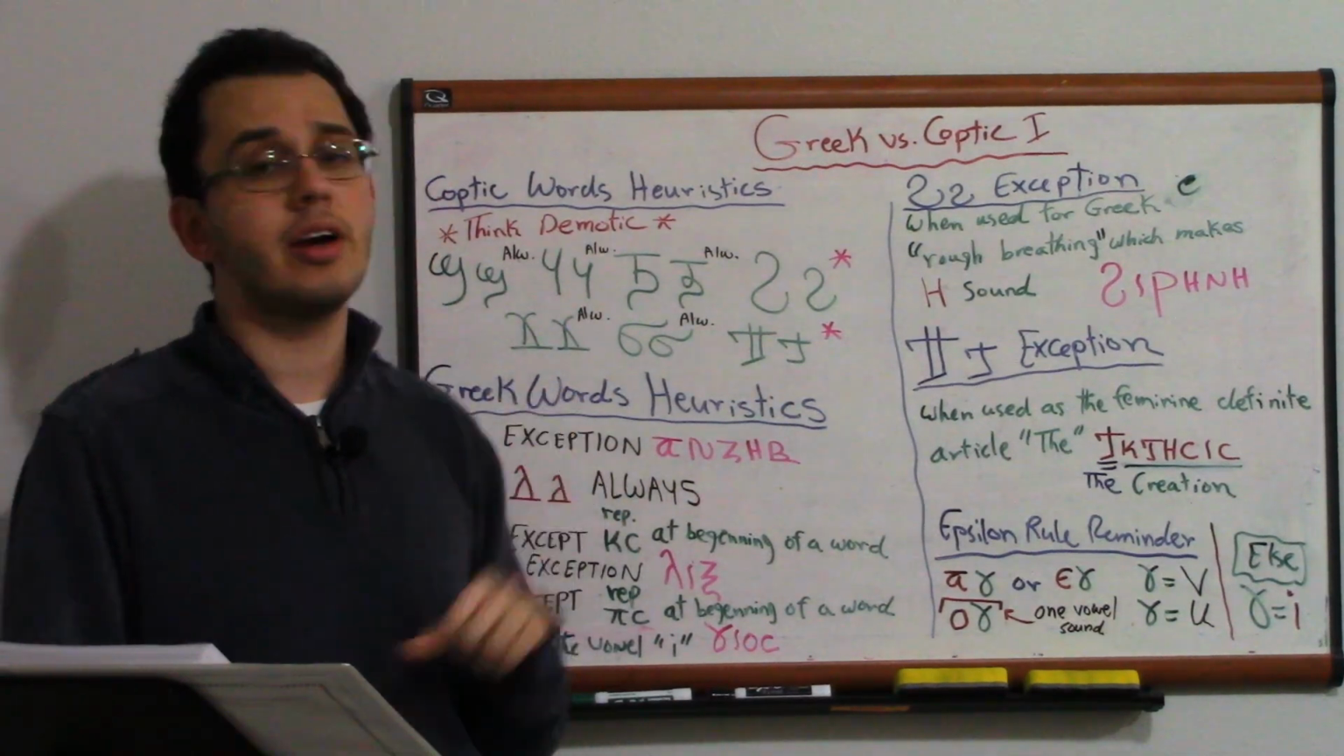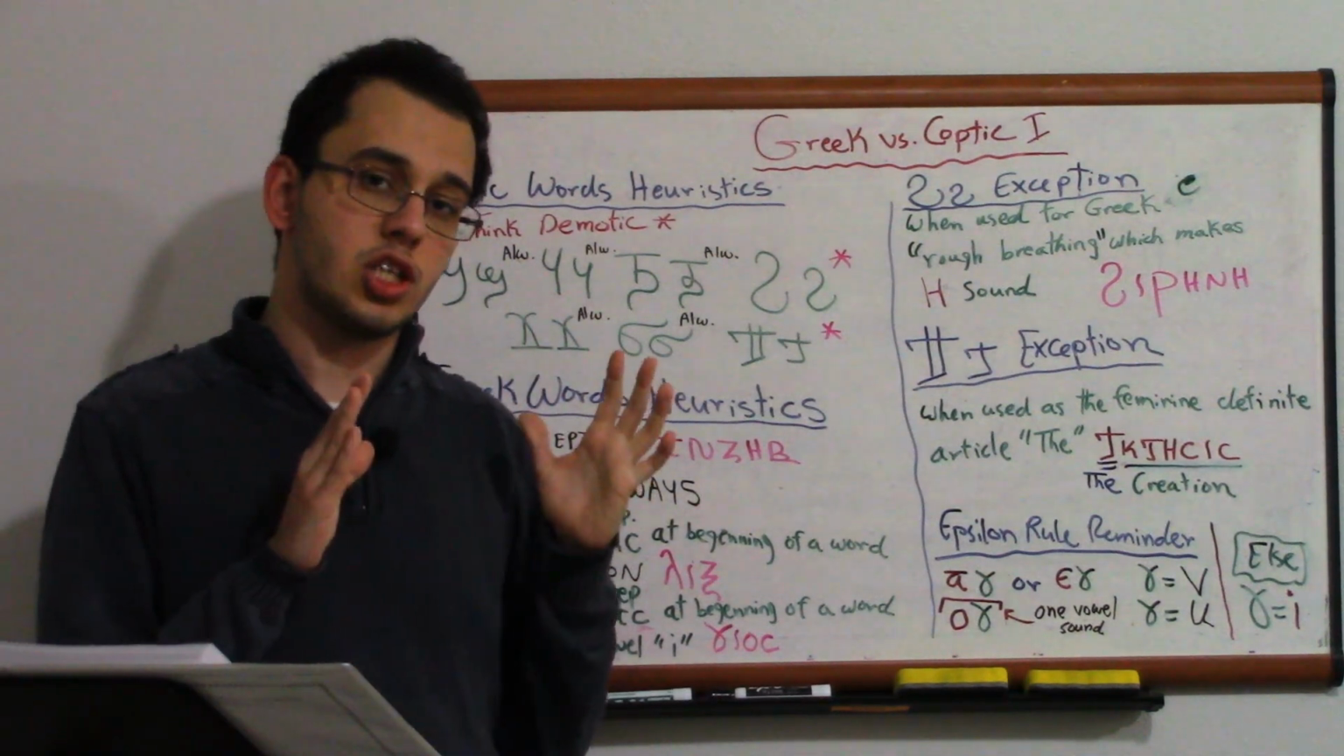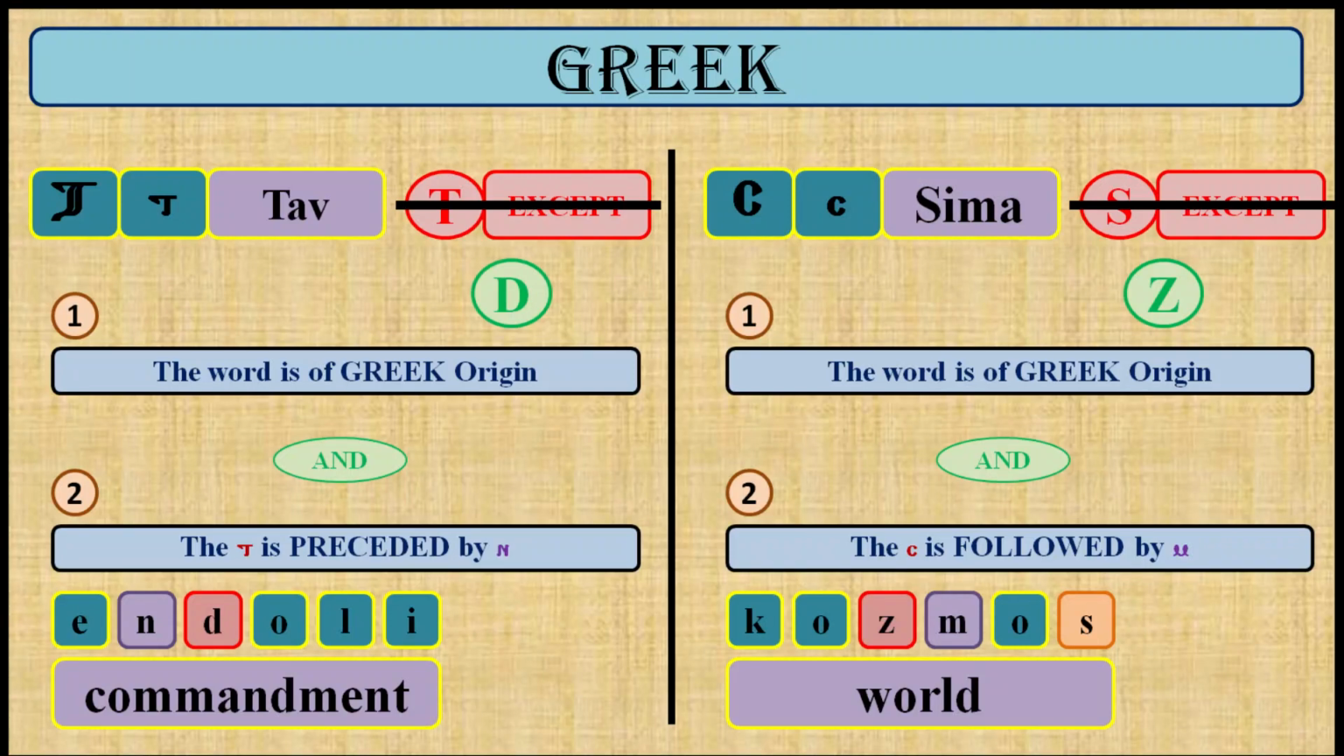And so the reason why we're learning this is because there are 3 letters that we talked about that have different pronunciation in Coptic versus Greek. One of them is Sima, which is always S in Coptic or Greek words, except if it's followed by a Mi, then it becomes a Z sound. Then we talked about Taf, which is always a T in all Coptic and all Greek words, except for Greek words that have an E before the Taf, in which case the Taf takes on a D sound instead of a T.